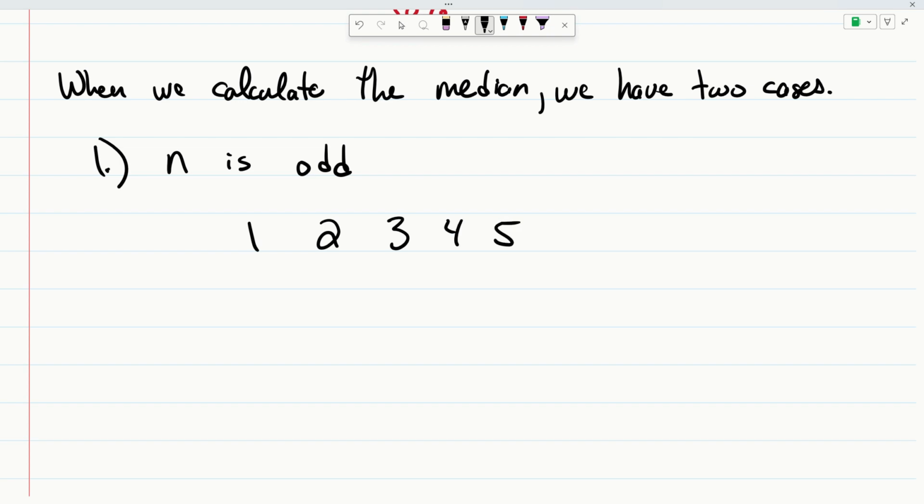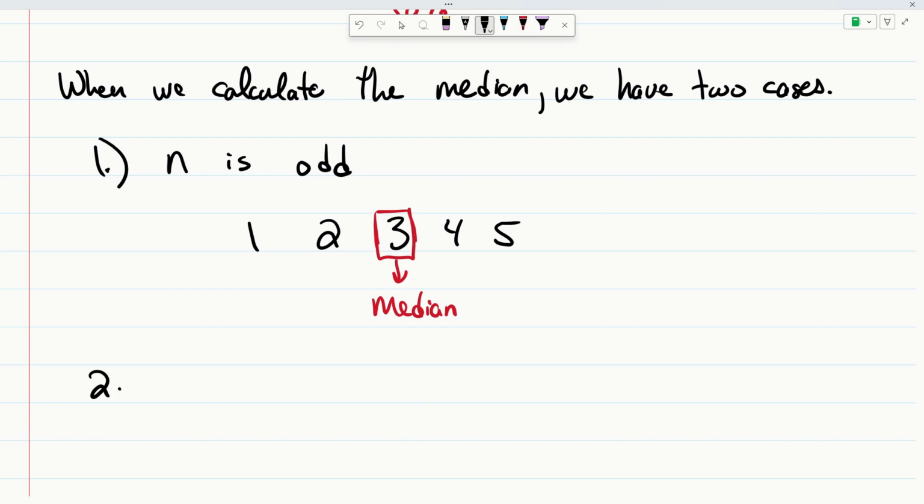If you notice here, I have 5 data values, and the number that is physically located in the middle is this number 3. So we would say that this is the median. Very straightforward, nice and neat.